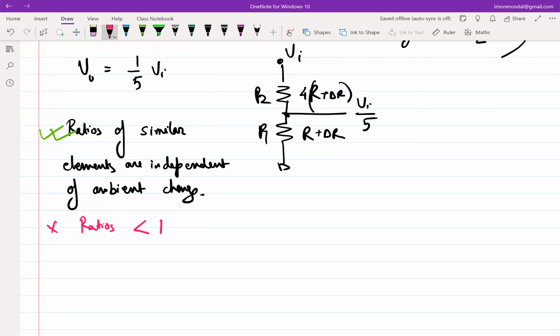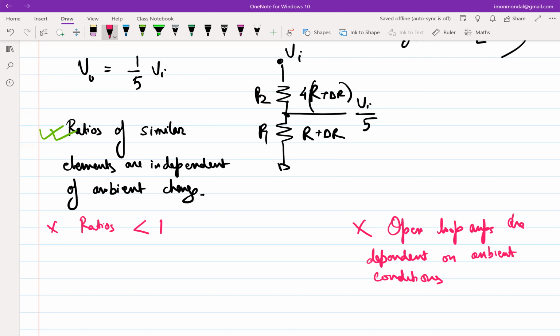Now the bad thing about an open loop amplifier, say a common source amplifier, is that open loop amps are dependent on ambient conditions. But the good thing is gain can be greater than 1. Okay. So this is for the open loop amplifier.